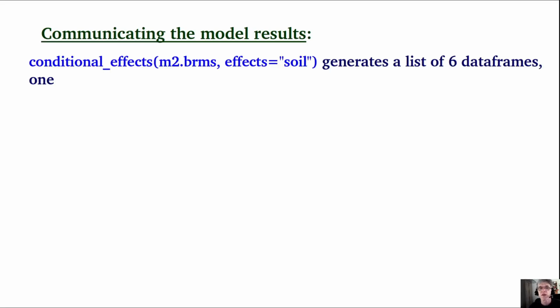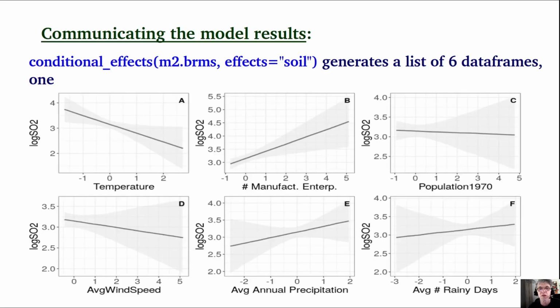The final point is communicating the model results, for which we are going to use the command conditional effects of the package BRMS, which generates at least 6 data frames, one for each of the explanatory variables, out of which we made the following plots. So this is a plot showing the predicted effect of temperature on the log SO2, while having the rest of the explanatory variables set at 0, meaning that this 0 corresponds to the mean value.